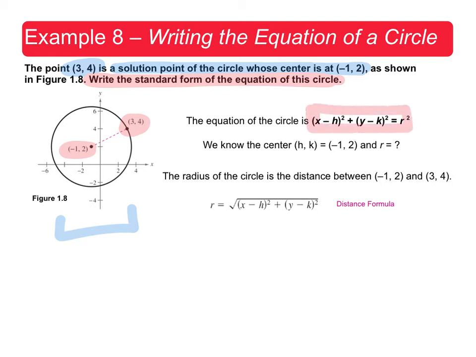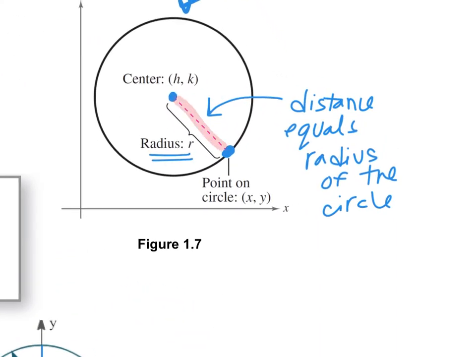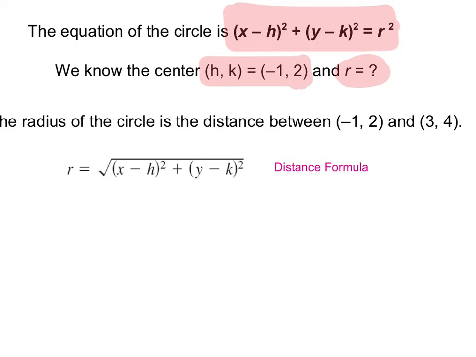So here's our standard form. We need h and k, and we have that. We have negative 1 and 2, but we don't know the radius. That's what we need to figure out. Well, on the previous slide, it gave the definition as the distance between the center and the point on the circle equals the radius. So if I can use the distance formula and find that specific distance, that is my radius. So we're going to use our distance formula, and we're going to find the distance between (negative 1, 2), which is the center, and then (3, 4), which is the point on the circle.